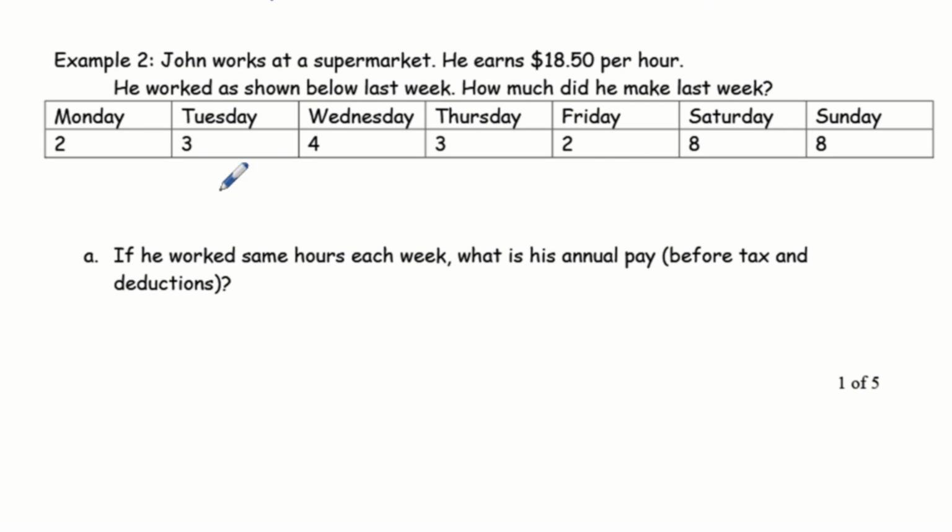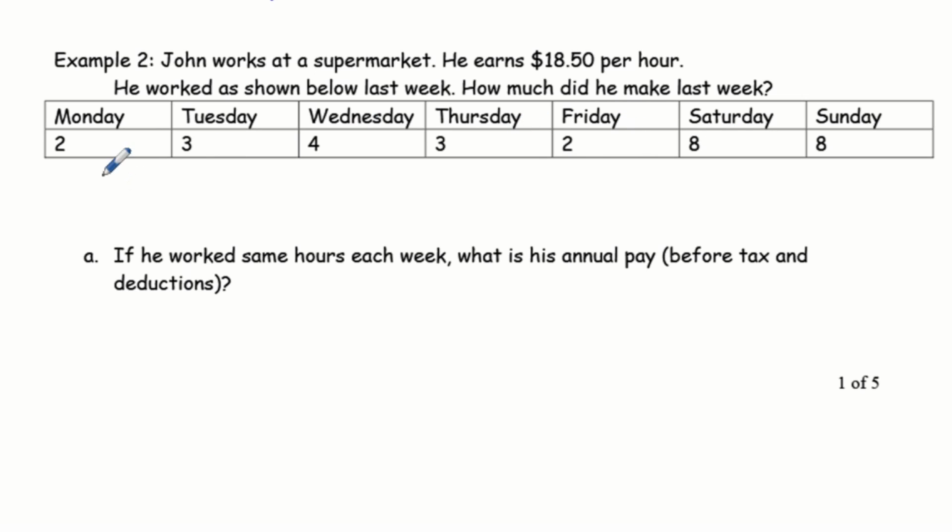So the next one, example 2. So John works at a supermarket. He earns $18.50 per hour. He worked as shown below last week. How much did he make last week? So they give you these hours here.